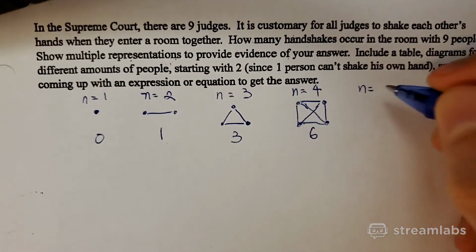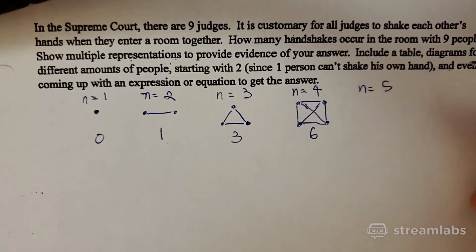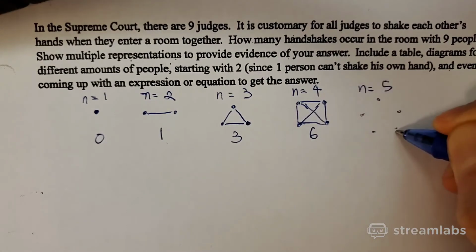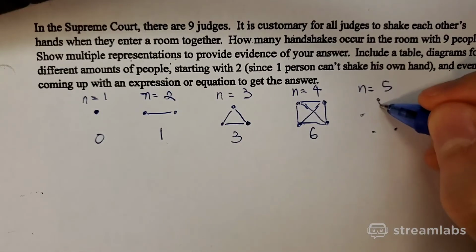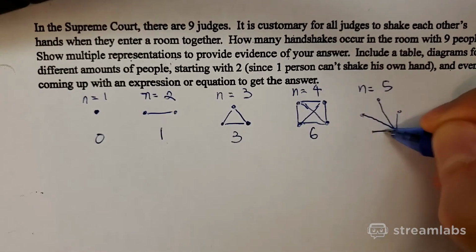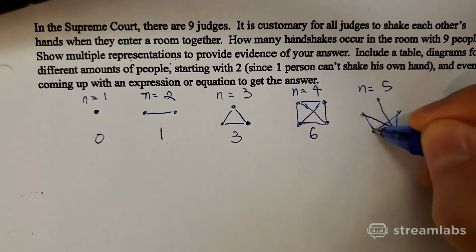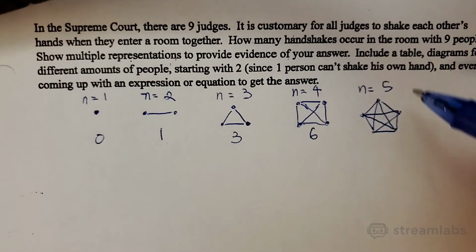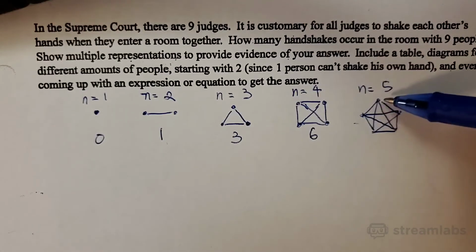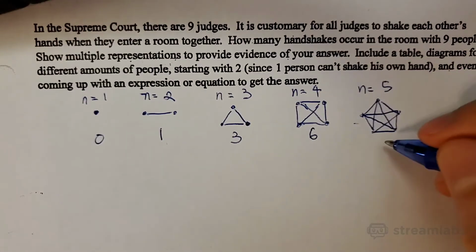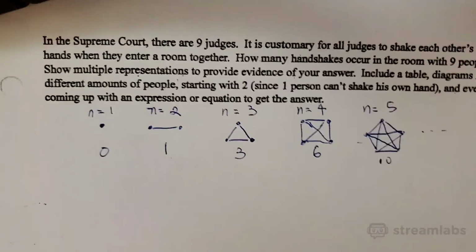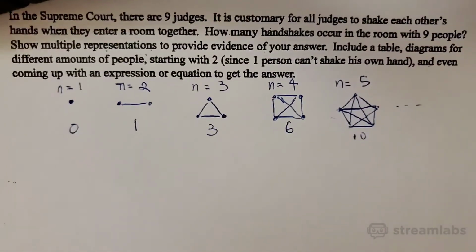N equals 5. Then you keep drawing, right? So 1, 2, 3, 4, 5. Each dot basically has to connect with all 4 others. Only once. Exactly once. Okay? So this is 1, 2, 3, 4, 5. So 10. Okay? And then you keep going, right? That's a diagram. You go all the way to 9.